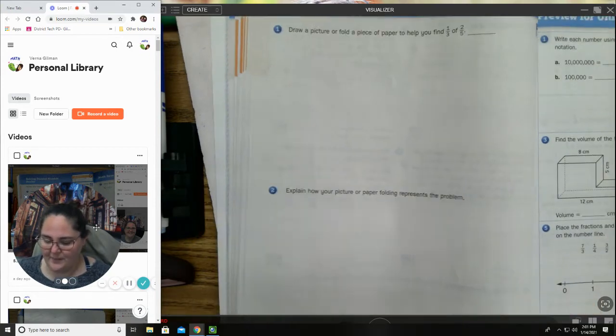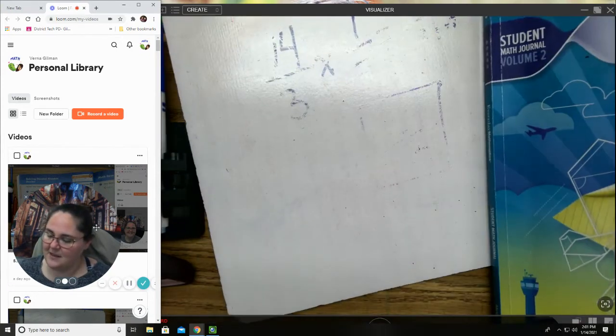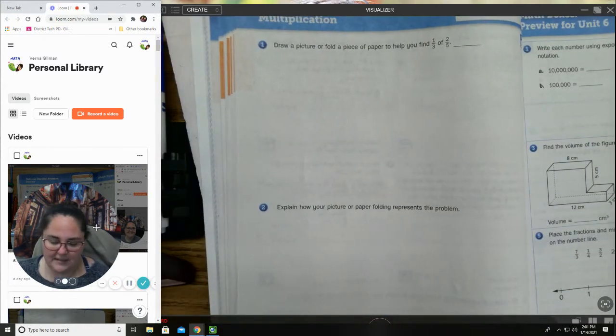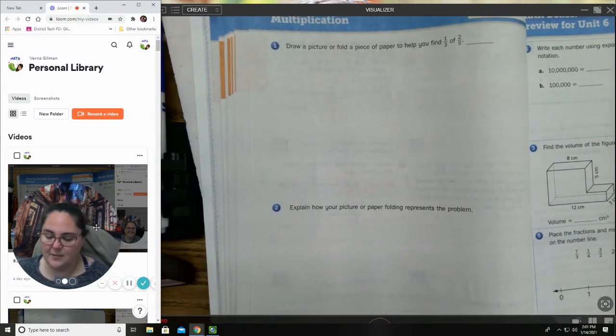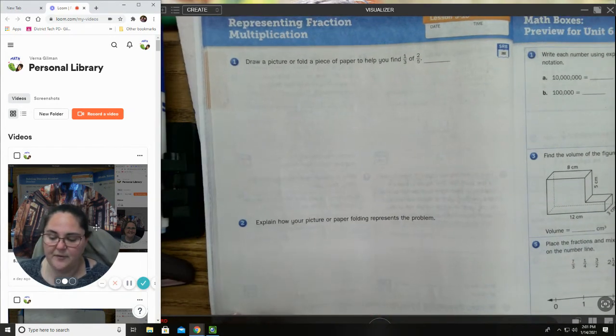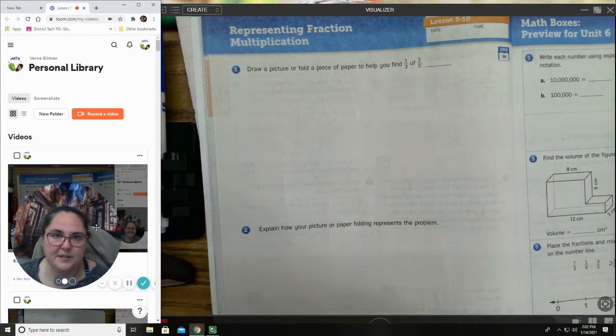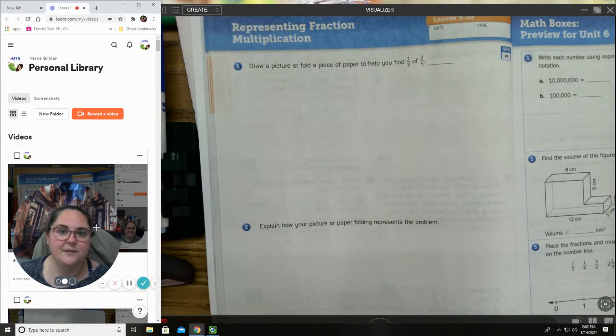We're going to start in your Everyday Math Workbook, page 182. This is the version 2, Everyday Math, volume 2, 182. And we're going to begin with drawing a picture of it. It says, draw a picture or fold a piece of paper to help you find the answer. Now, you know how to find the answer. You know how to do it just by multiplying straight across. Absolutely. But I want you to be able to show it in a picture as well.